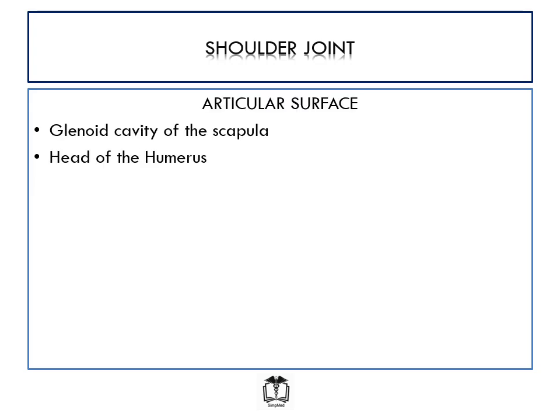What are the articular surfaces of the shoulder joint? There are two major articular surfaces, one from the scapula, the other from the humerus. The part of the scapula that forms the shoulder joint is the glenoid cavity. Hence the reason why we call it the glenohumeral joint, because the glenoid part refers to the glenoid cavity. Then finally, the head of the humerus is the part of the humerus that gives rise to the shoulder joint.